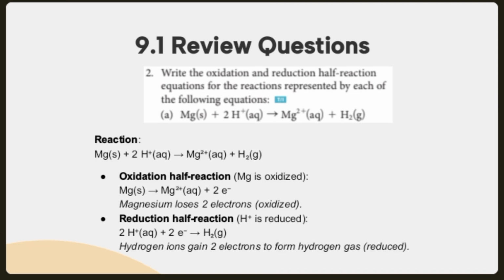Now let's break it down. Oxidation half reaction, where Mg is oxidized. Magnesium Mg in its elemental form loses 2 electrons to form Mg2+. We can write this half equation as what you see above. Here, Mg loses 2 electrons, meaning it undergoes oxidation. This increases its oxidation number from 0 to +2. Now let's move on to the reduction half reaction of H+.